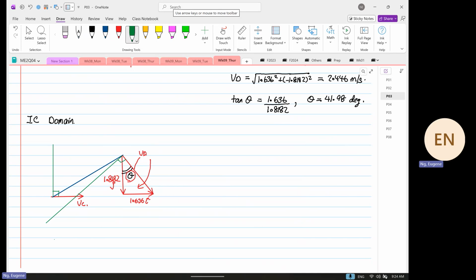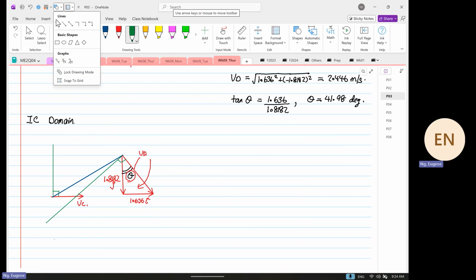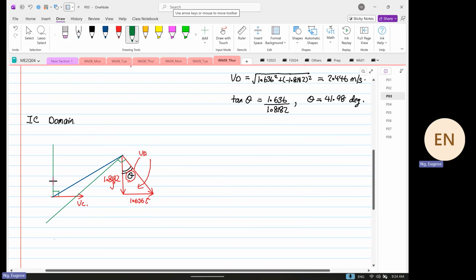And you realize that, oops, I drew the orientation wrongly. Can you see that? So all you need to do now is to bring this down. This is still 90 degrees. So we have found our instantaneous center. And this happened to be our point C, and this happened to be our point D.